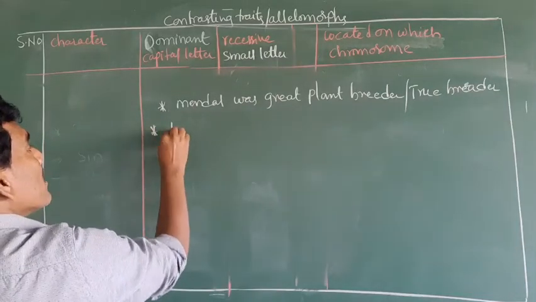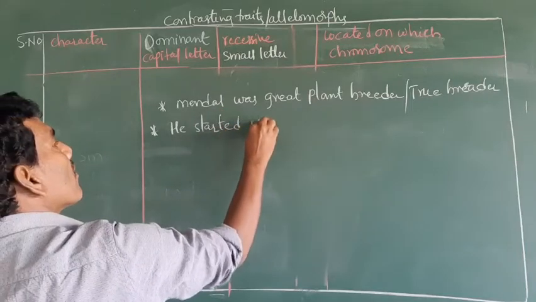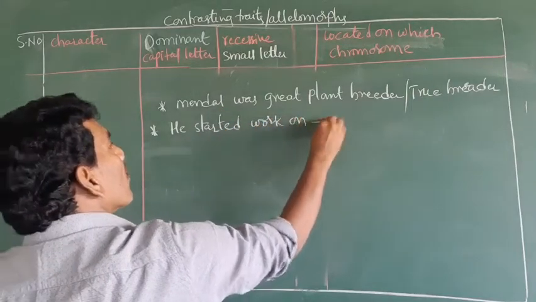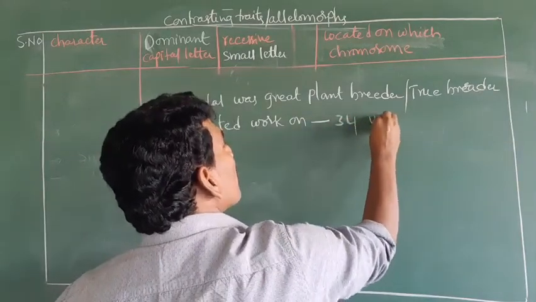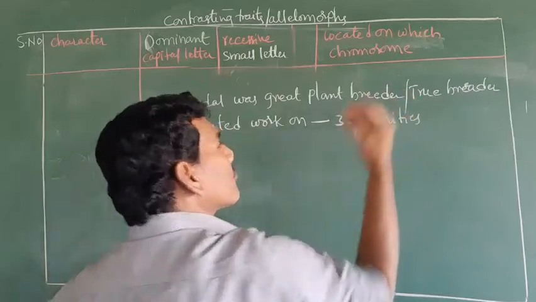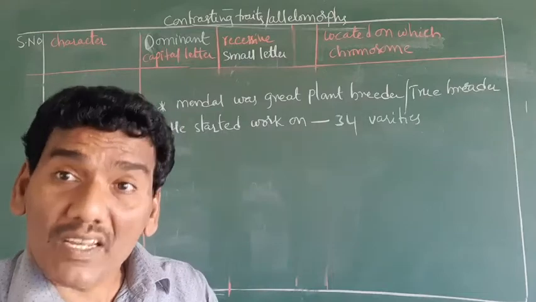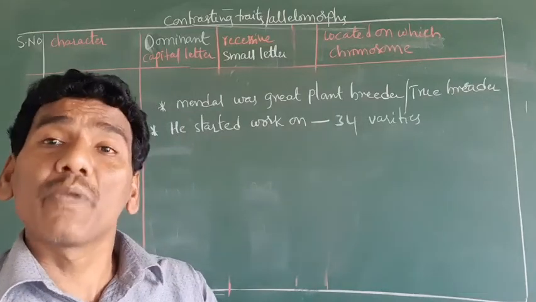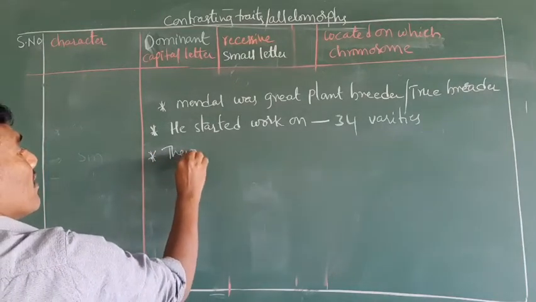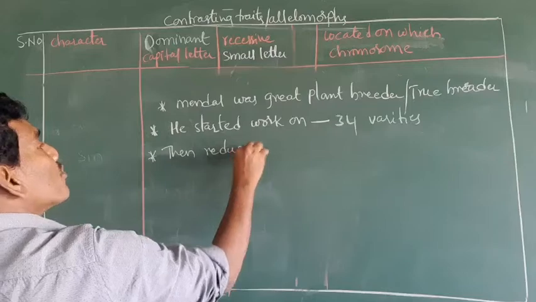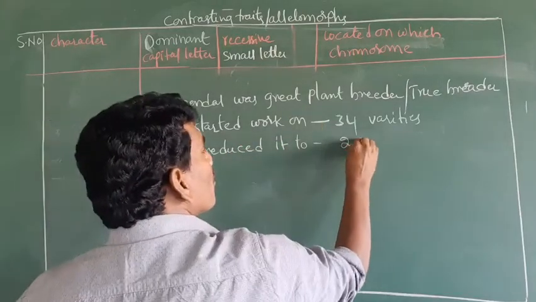He started work on how many varieties of pea plants? First of all, Mendel started work on 34 varieties of the pea plant. Then he reduced it to 22 varieties.